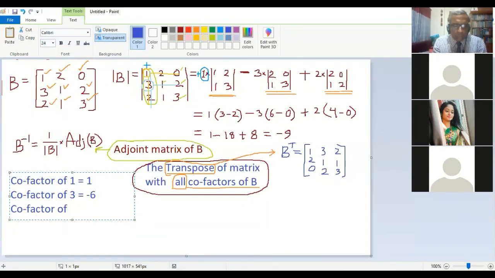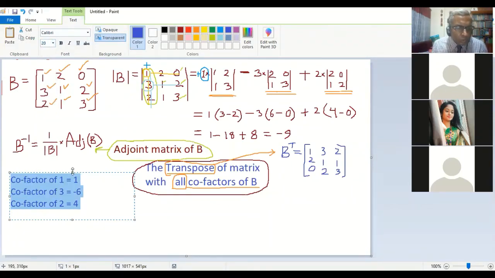So you will have the small determinant and also the sign. The last one is 2, and the cofactor of 2 will be what? The cofactor of 2 will be 4 minus 0, so only 4. Okay. So these are the cofactors we already calculated.